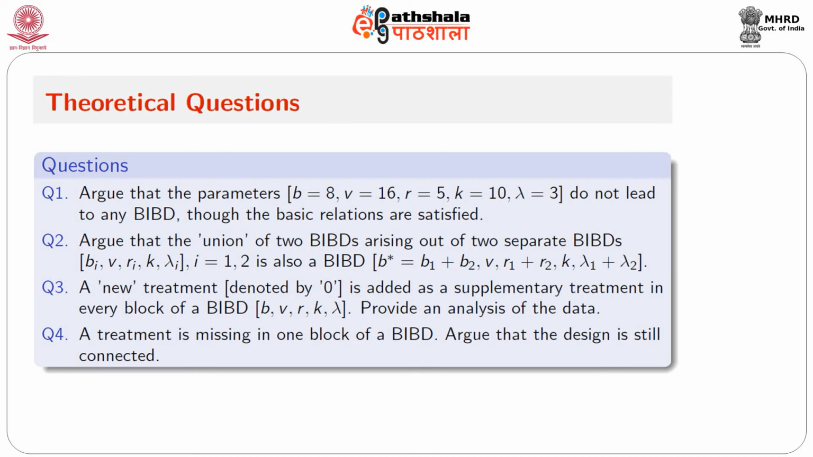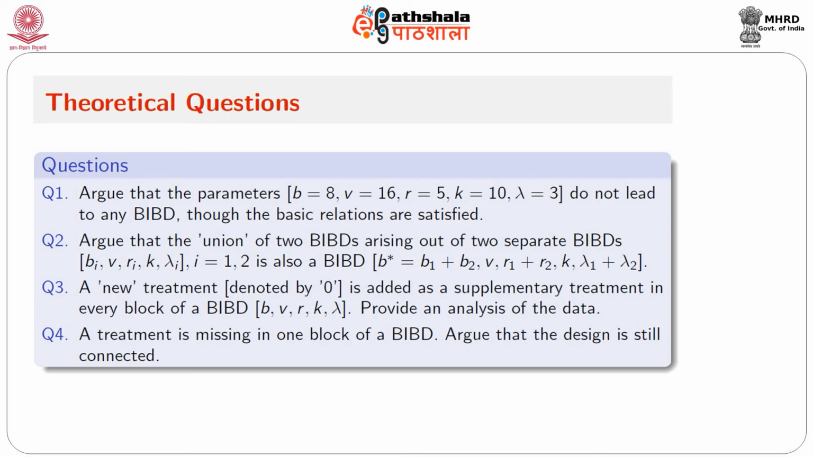So the third question is, a new treatment which is denoted by 0 is added as a supplementary treatment in every block of a BIBD with these many parameters. Now here we need to provide an analysis of the data. It's a very interesting question from a conceptual point of view. As you can imagine, you start with a BIBD and in every block you are using this supplementary treatment. As a result, the new treatment has replication B, because it is coming in every block.